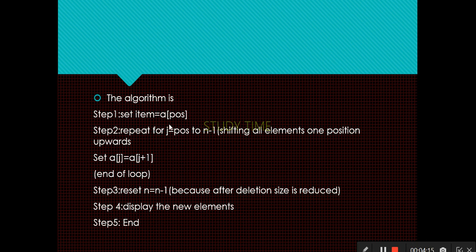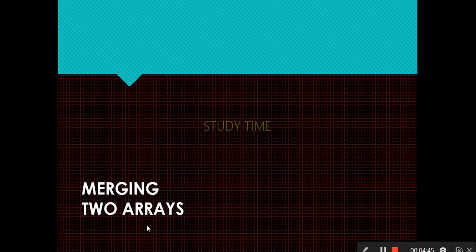The algorithm is: Step 1, set item equals A[POS]. Step 2, repeat for J equals POS to N-1, shifting all elements one position upwards. Set A[J] equals A[J+1]. End of loop. Step 3, reset N equals N-1, because after deletion size is reduced. Step 4, display the new elements. Step 5, end. Merging two arrays.